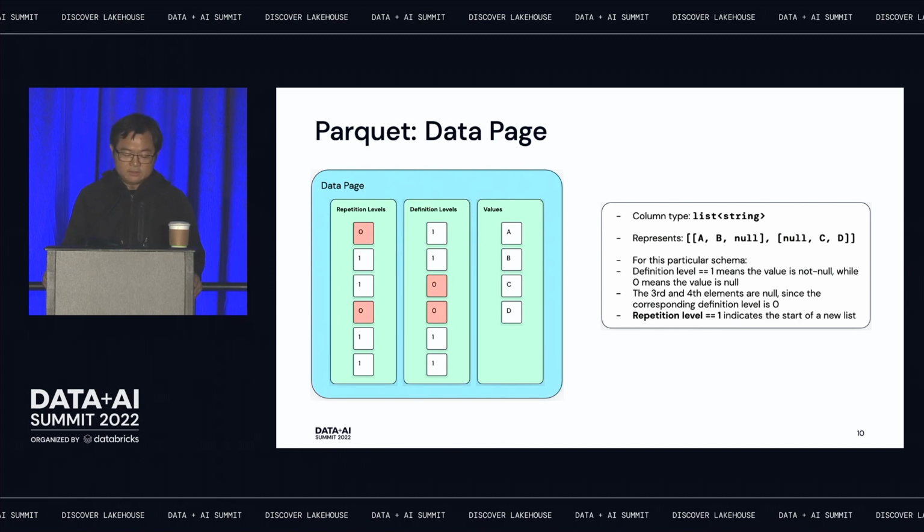So you can see that in the repetition level column, the first and the third value are 0, which means they represent the start of a new list. So for this particular example, it represents a list with 2 inner lists. The first inner list contains 3 elements, A, B, and a null. And the second inner list contains the elements null, C, and D.